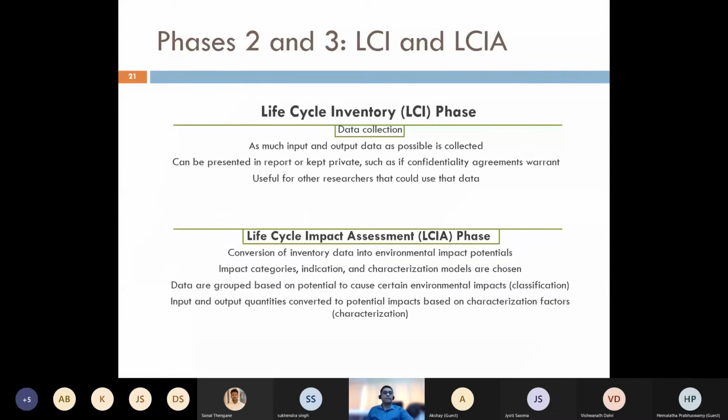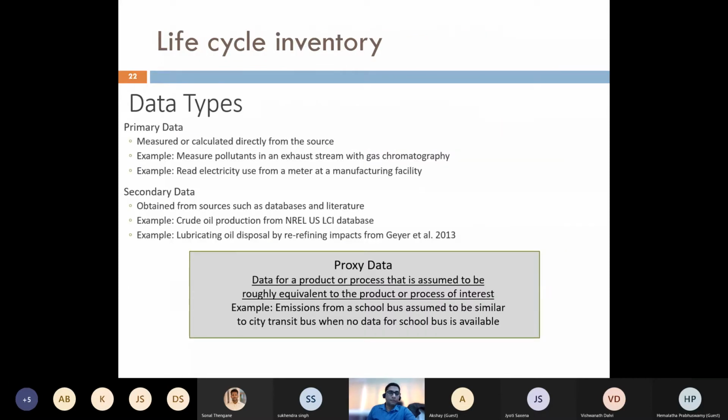Okay. So now coming to the second phase of an LCA, which is called life cycle inventory, which means bringing in all the data for the inputs and outputs that might be required. So how do we get the data? Now there are different data types which are classified as primary data and secondary data. Primary data is something that you measure on your own. You have a process, you make the measurements on your own using different ways. Like if you have the exhaust gases, you can measure the composition of gases using gas chromatography, or you see the electricity consumption using electricity meters. So that is what I mean by primary data.